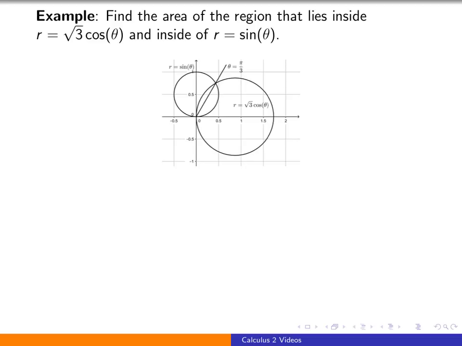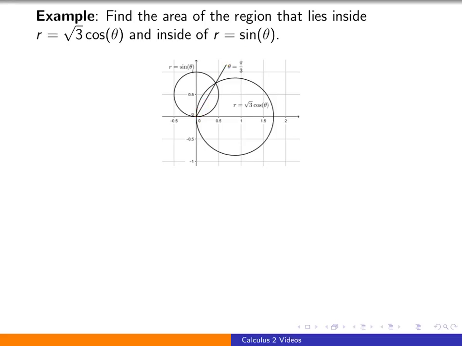In this last video, we are going to investigate one more variation of the enclosed area problem involving polar curves. Specifically, we would like to find the area of the region that lies inside both of the given polar curves: inside r equals root 3 cosine theta, which is the bigger circle of the two, and inside r equals sine theta.